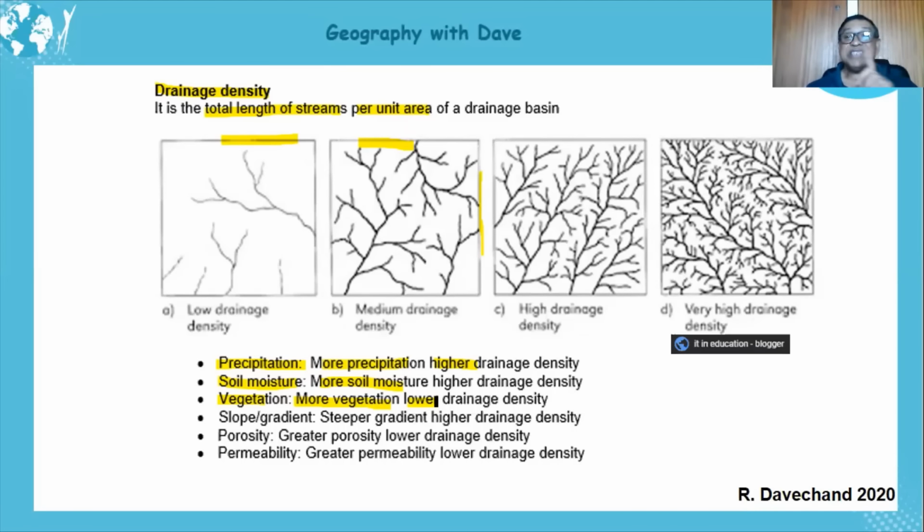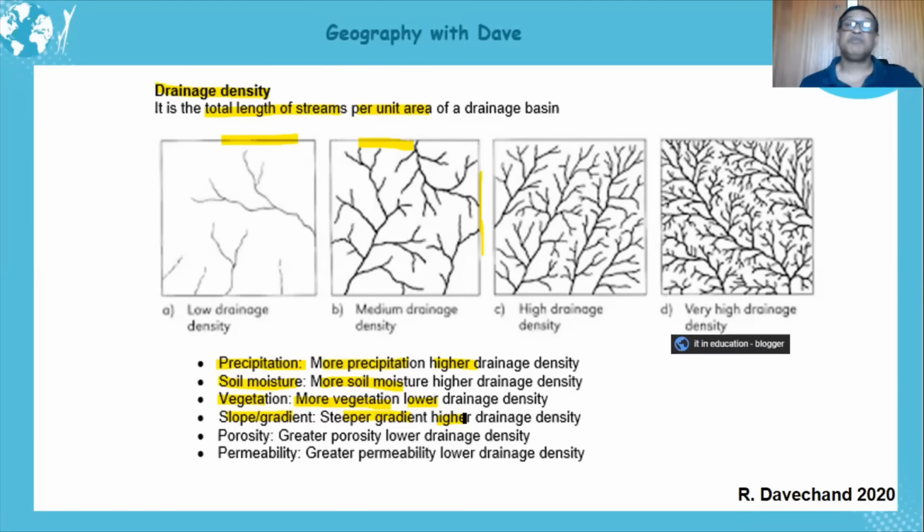Okay, so that's how you have to learn it. Make sense? Can you see now we are relating the word infiltration, when we did drainage basins in the first part of this presentation, to this? You have to explain it. Why does it happen? Slope gradient, steeper gradient, higher density. Why? Because if the gradient is steeper, the water has more energy, it flows faster, it will cut more channels.